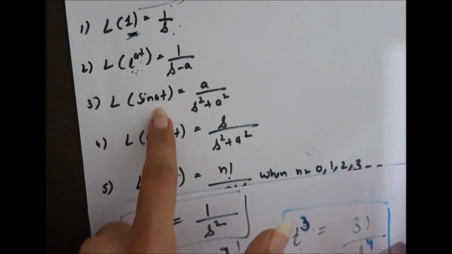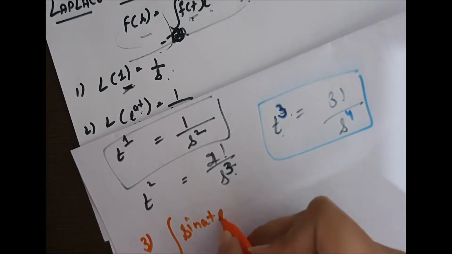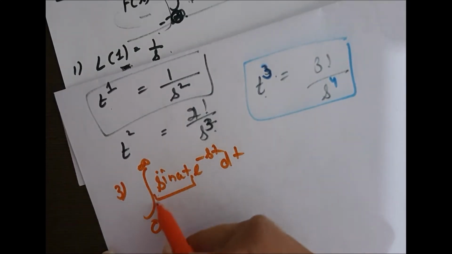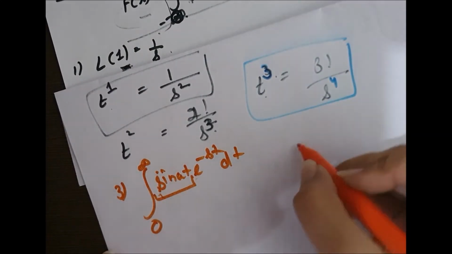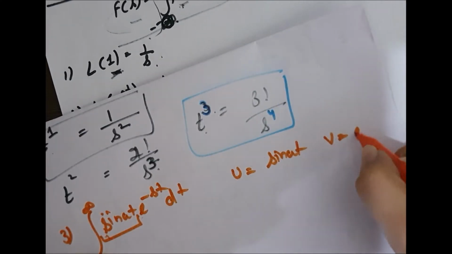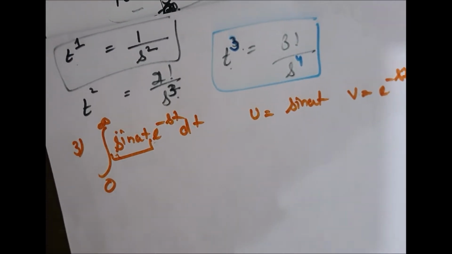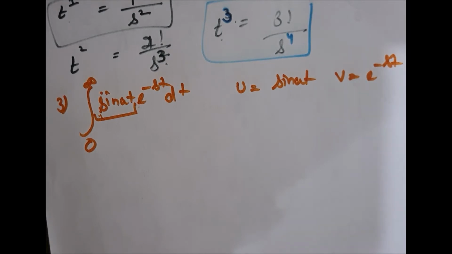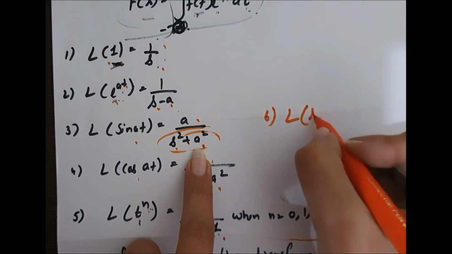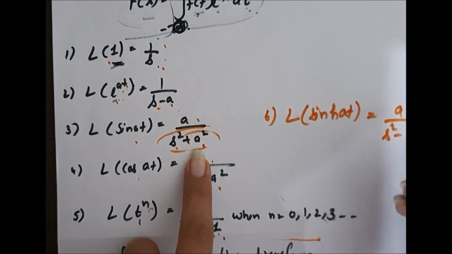Now the Laplace transform of sin at, that is sin at exponential minus st dt, 0 to infinity. Now again this will be integration by parts. For this you have to use u equal to sin at and v equal to exponential minus st. Now you solve it yourself because this will be really lengthy. For this you just need to know integration. The Laplace transform of sin at is a upon s square plus a square, and the Laplace transform of sin hyperbolic at is a upon s square minus a square.